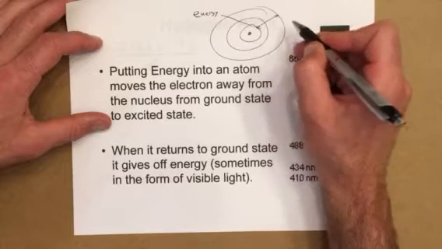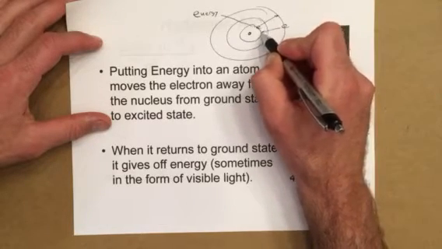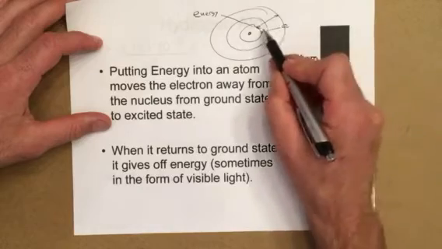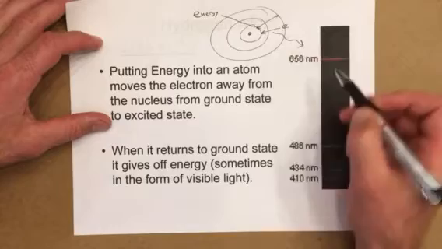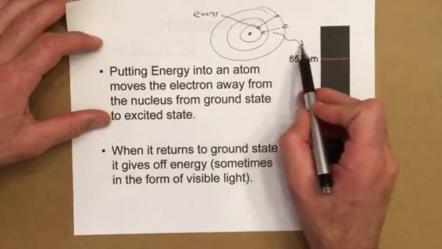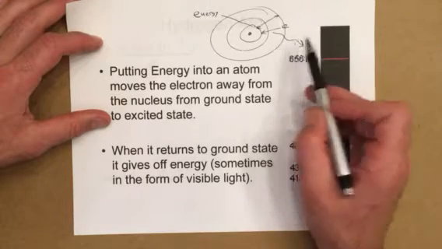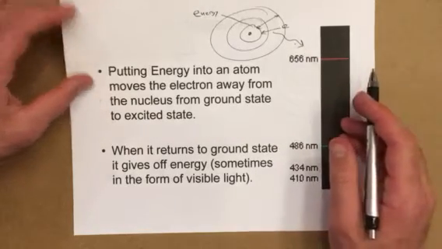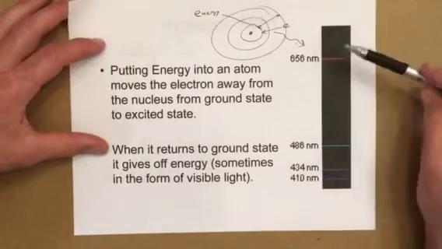And then the electron will only stay there for a fraction of a second. When the electron moves back down towards the nucleus from its excited state back to its ground state, then it's going to give off energy. Sometimes that's in the form of visible light, but it's giving off some kind of energy. And if that energy corresponds with a wavelength that we can see, then we'll be able to perceive it as visible light. This is the emission spectrum from hydrogen.